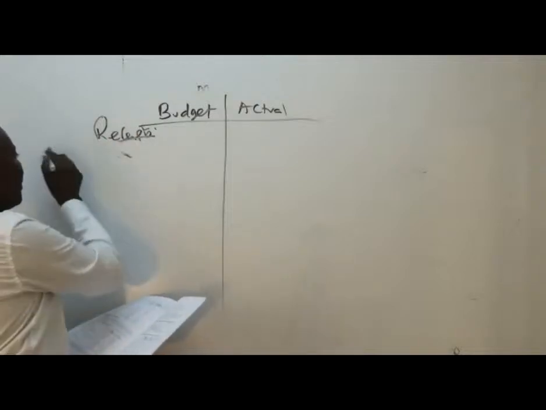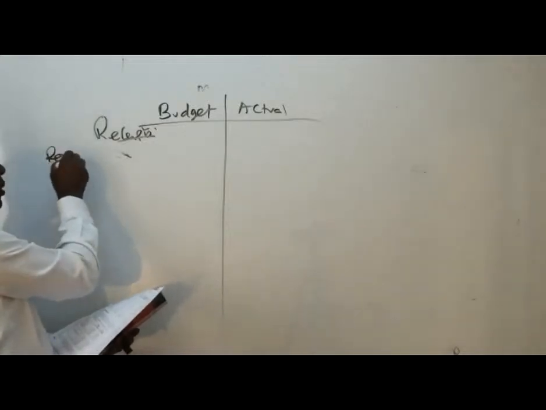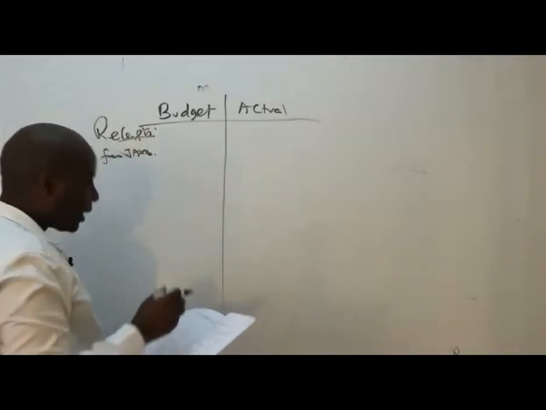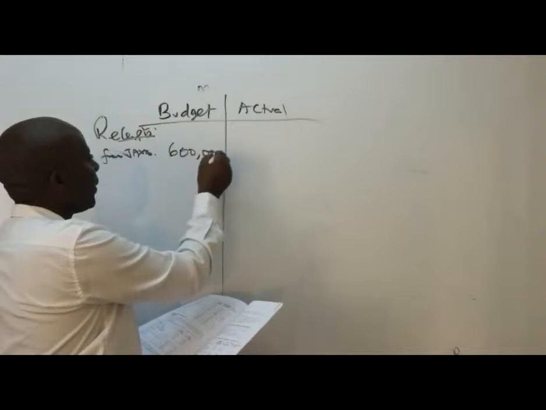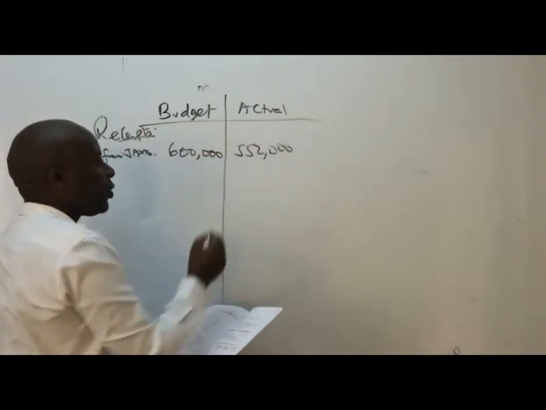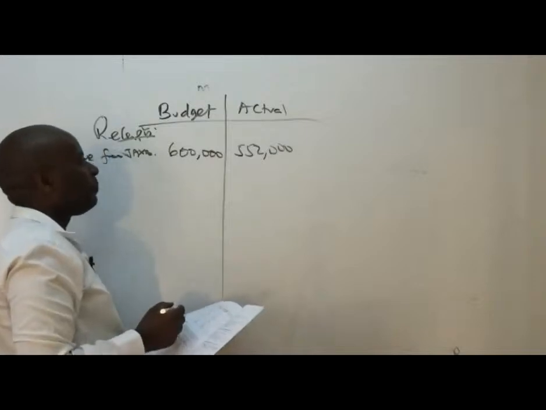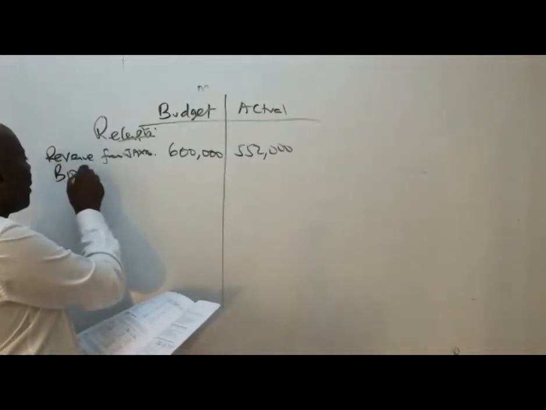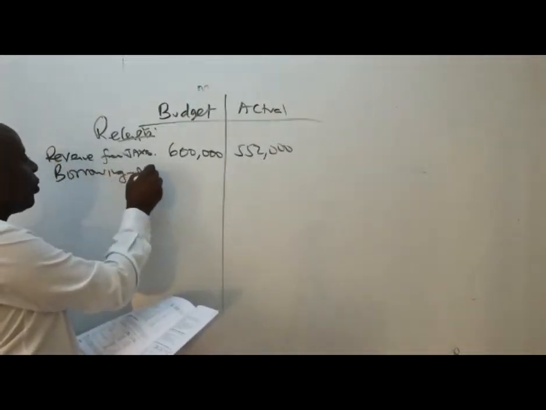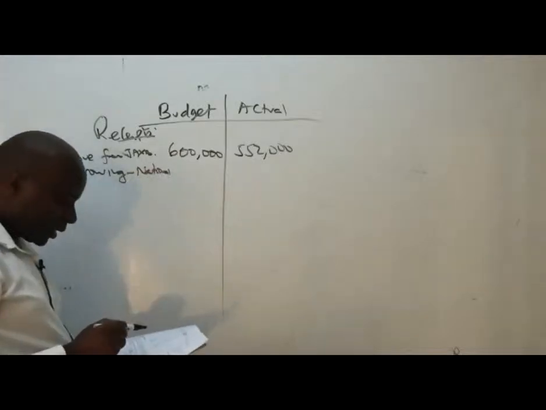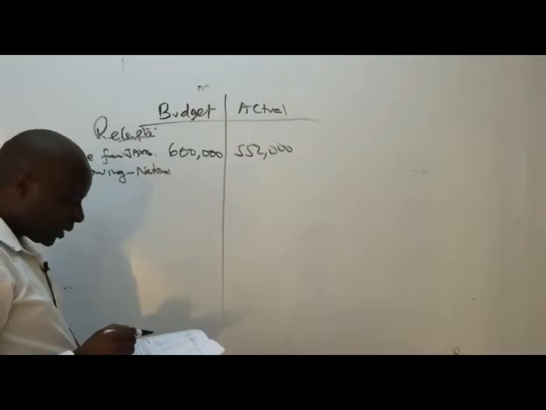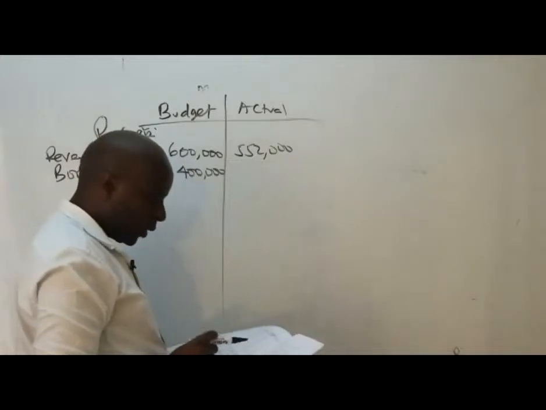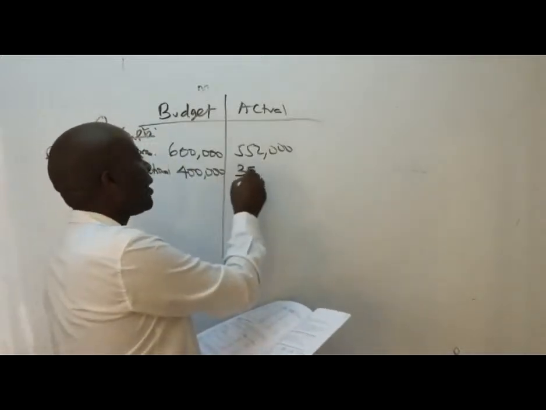Revenue from taxes. We have 600,000 here, and then we have 552,000 for the actual. And then we have borrowings, national government, from national government. So we intended to borrow 400,000, but we ended up borrowing 380,000. We could only get 380,000.